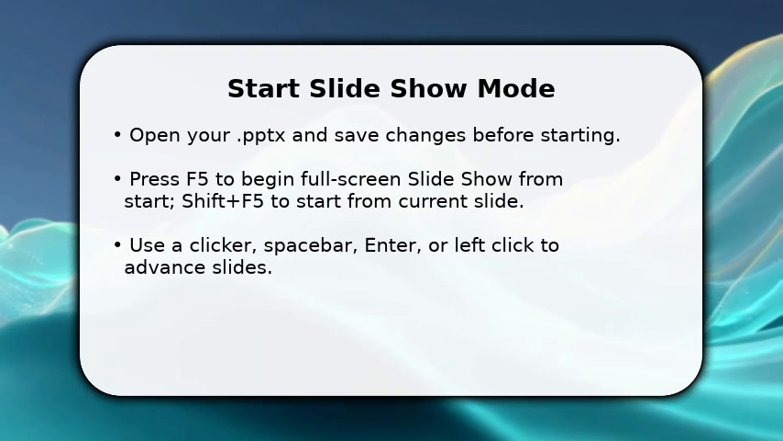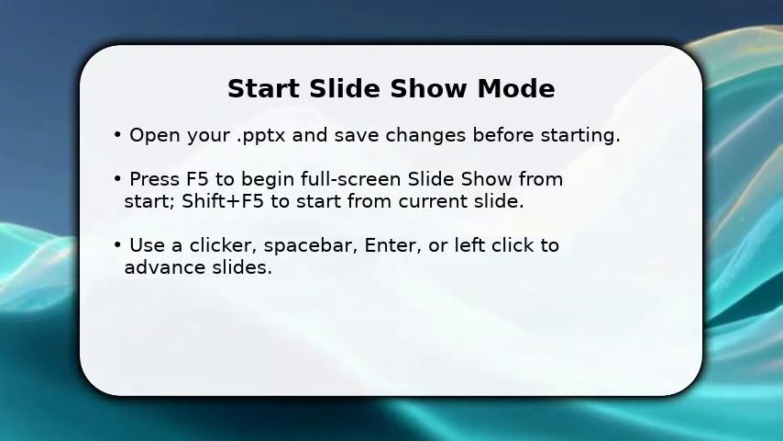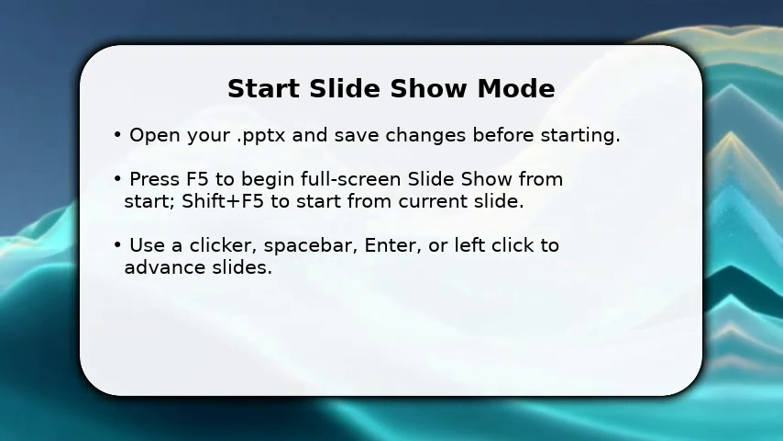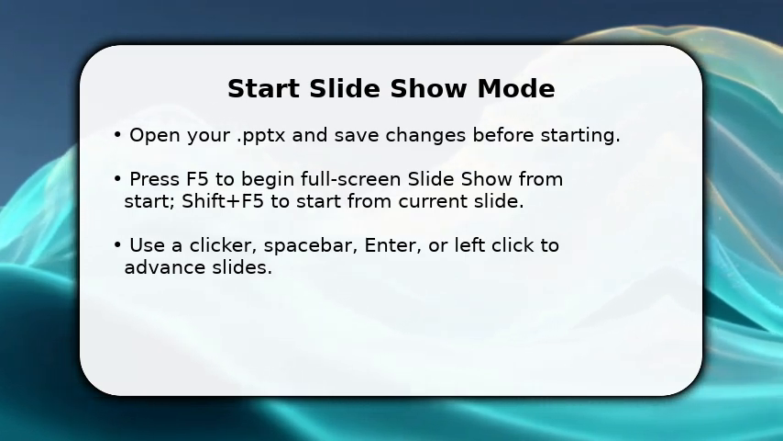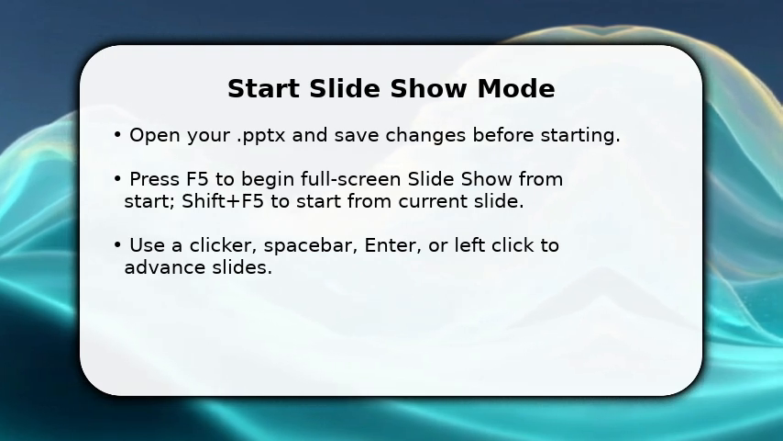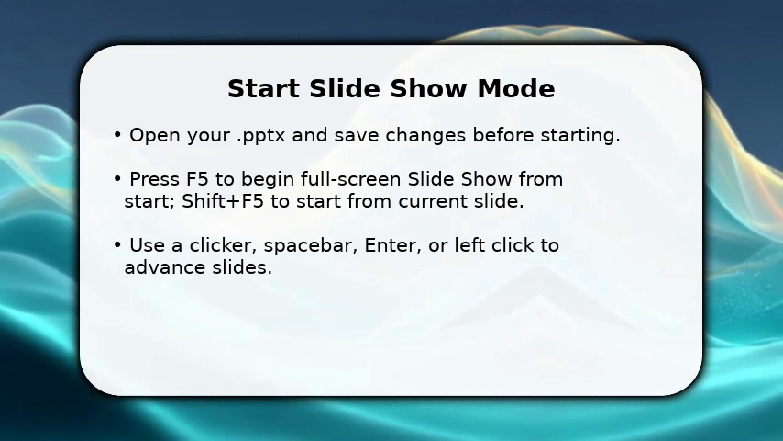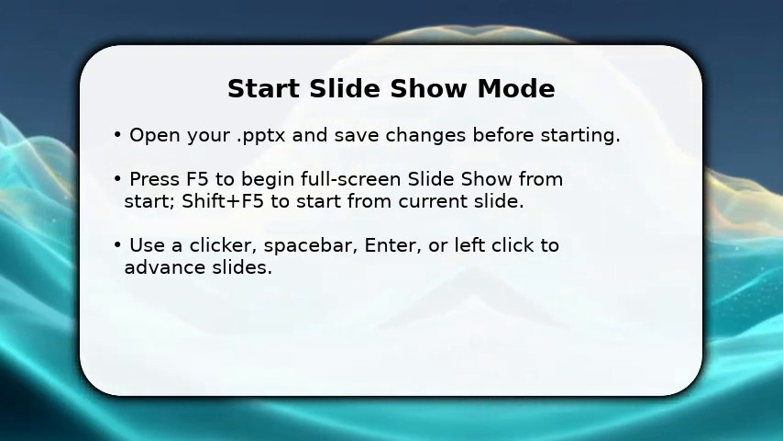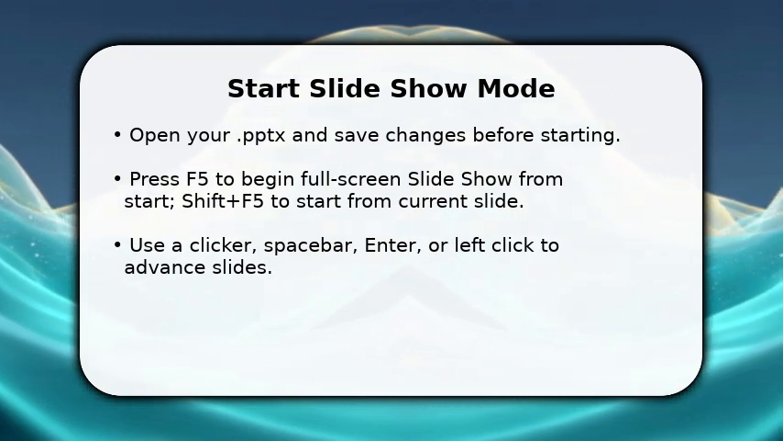You begin by launching slideshow mode. This is the one effective route to control slide timing and animations. First, save your file and press F5 to start from the first slide or Shift plus F5 from the current slide. Make sure your display settings are correct if using multiple monitors. Once in slideshow, use a clicker, spacebar, enter, or left click to move forward, Esc to exit. This method ensures animations, transitions, and embedded media play as intended, so start here without toggling other views.